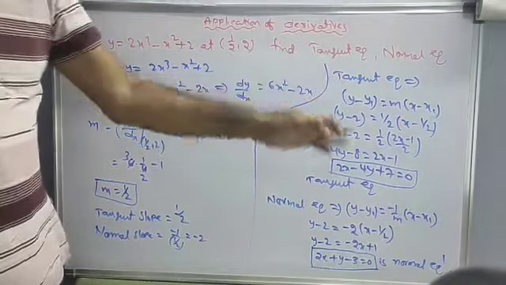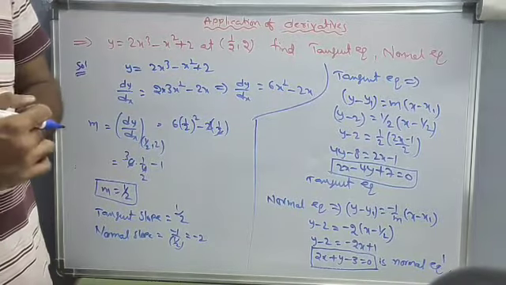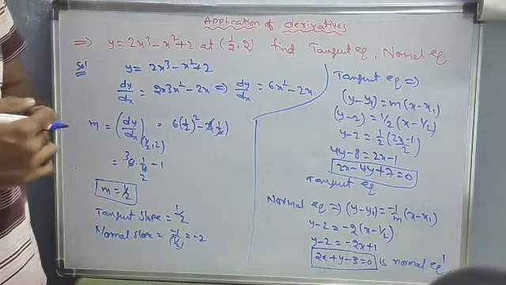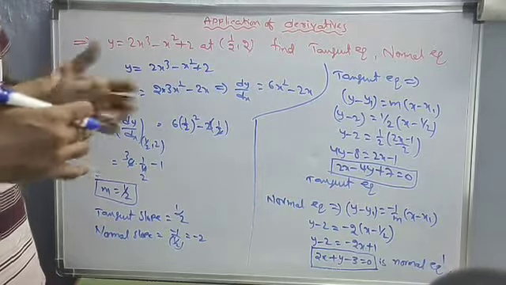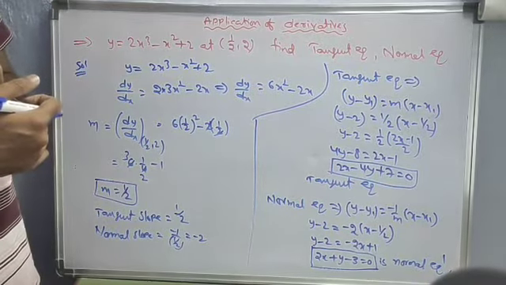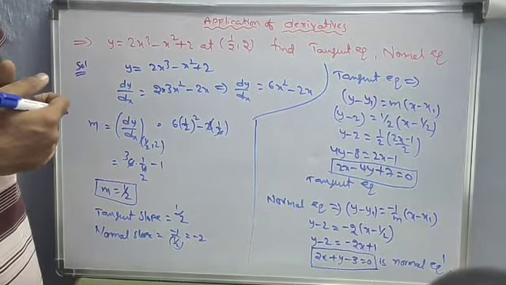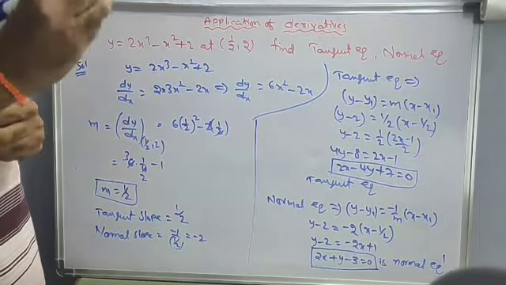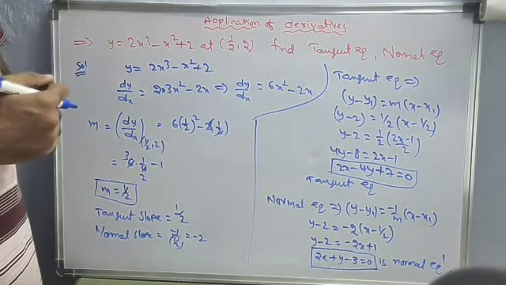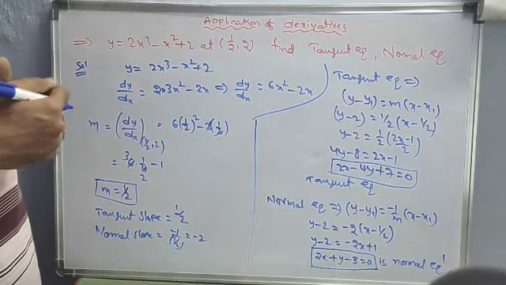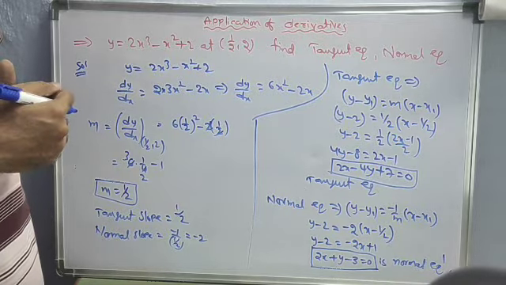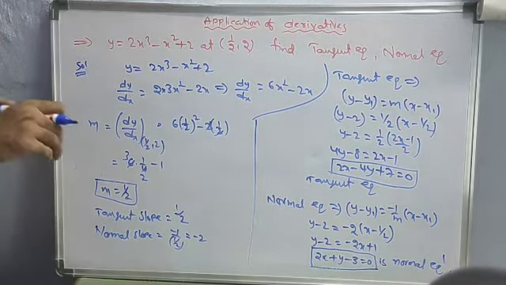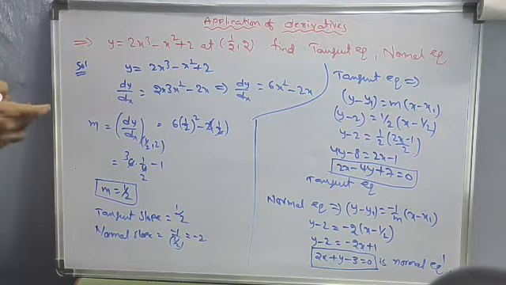Don't forget our concept of the tangent equation and normal equation. The problems are made according to this. To find the tangent equation and normal equation, first our needed value is m, which is dy by dx at the given point (x1, y1). Don't forget that. According to that, you solve the problems.